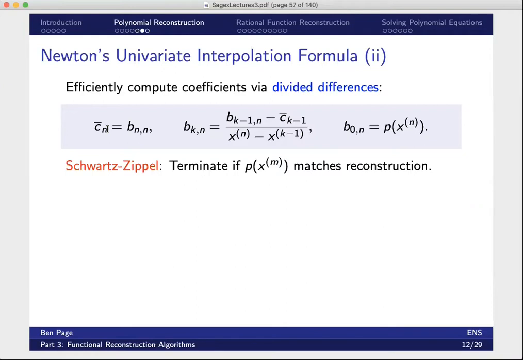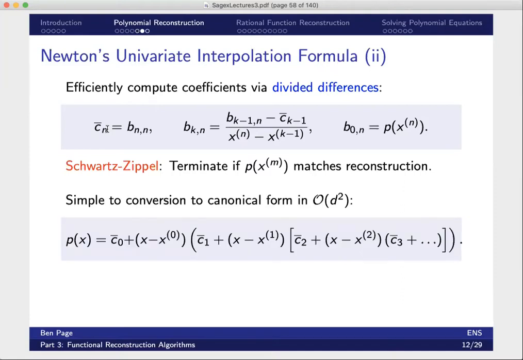Well, this is where the Schwarz-Zippel framework from the beginning comes in, because it tells us that if we evaluate on our mth point, and we find that the function that we have reconstructed gives us the same value, well, as long as the cardinality of my finite field was large enough, then Schwarz-Zippel is telling us that this can be no accident, right? The probability of this being an accident, we can make arbitrarily small. And so this gives us a strong belief that we really have the correct function.